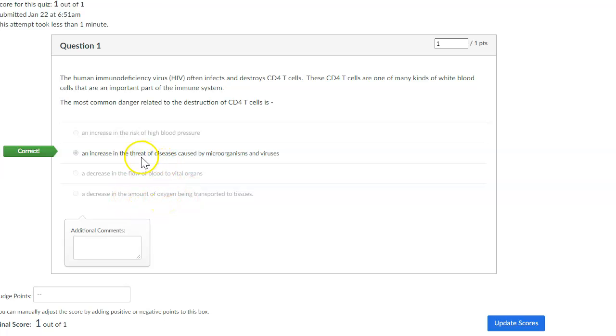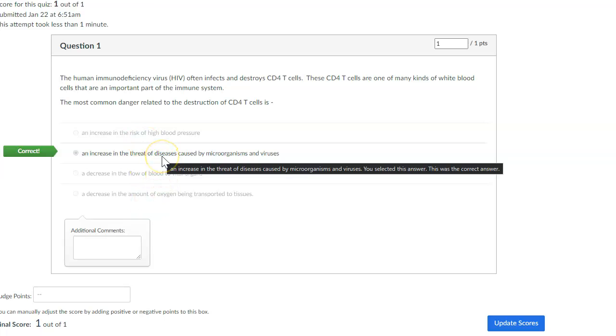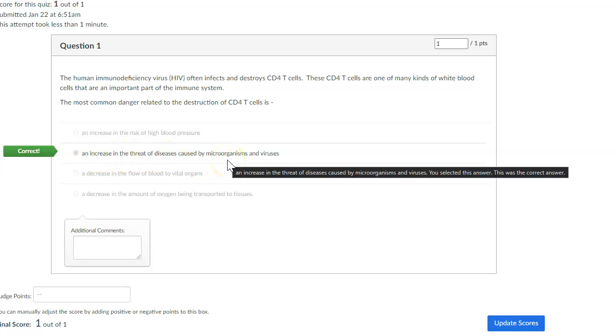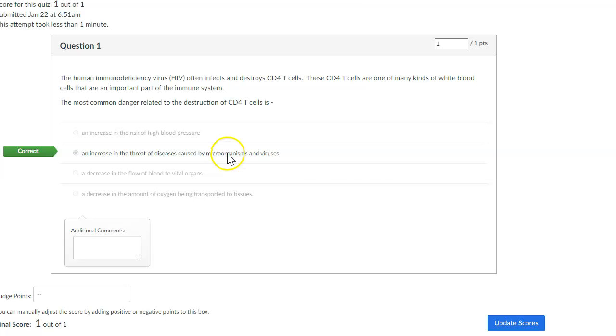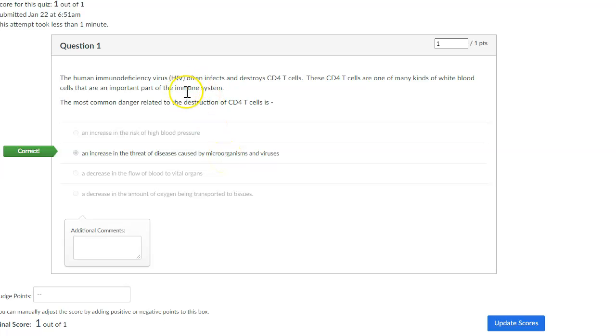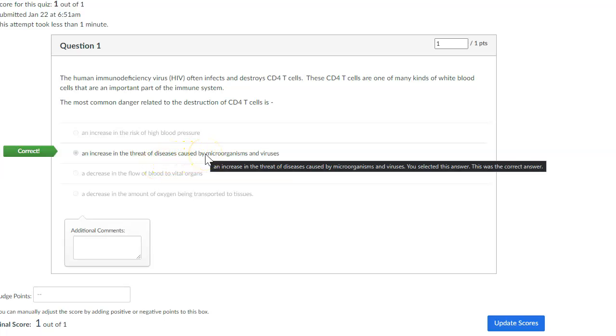So really the only one of these options that had anything to do with the immune system was this one. It's an increase in the threat of diseases caused by microorganisms and viruses, meaning that if you are exposed to viruses and microorganisms and your immune system is not working right, you have a higher threat of disease. Okay, so when you look at these questions, don't be thrown off if you see a lot of words that you don't understand. Use the process of elimination and what you do know to try to find the right answer.